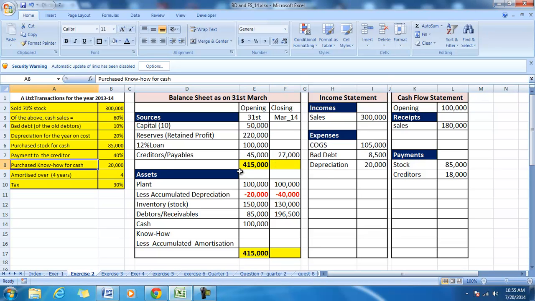Payment, purchase of know-how, acquisition of another asset. We purchased know-how, and that is an asset, and we paid 20,000. This payment resulted in the acquisition of an asset called know-how. Know-how was not there; we acquired the know-how now.